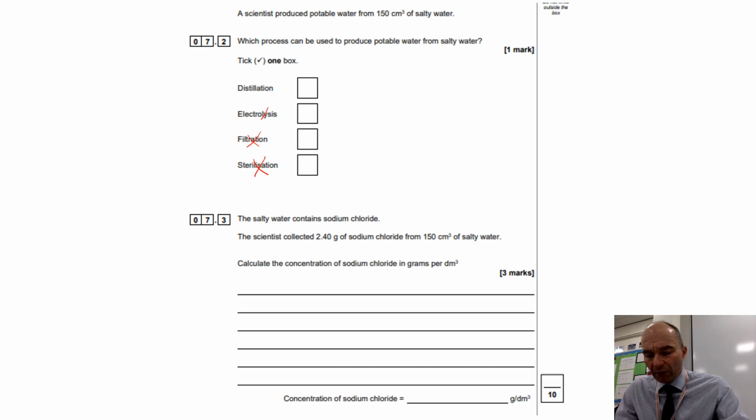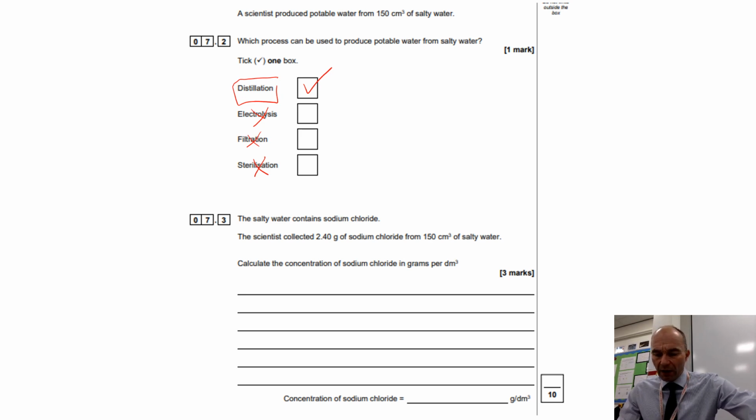Electrolysis is definitely going to work using electricity. We're just going to be splitting up some of the materials within there. Distillation. We heat up the salty water, boil the water, and then condense the steam back into pure water. We call it distilled water because we use distillation.